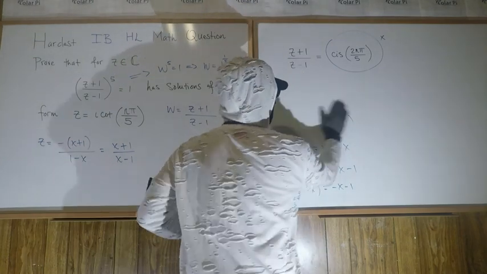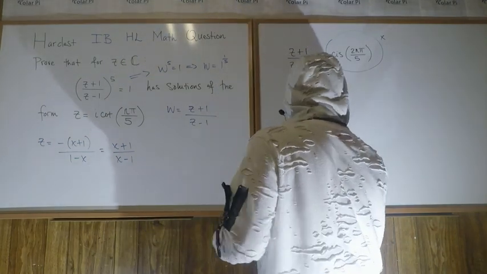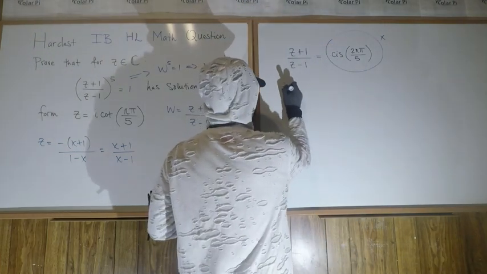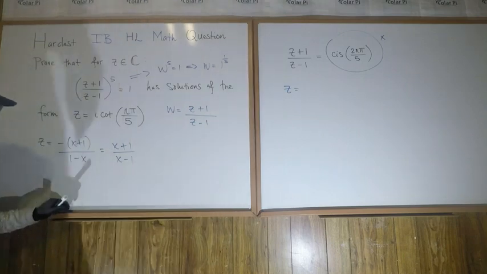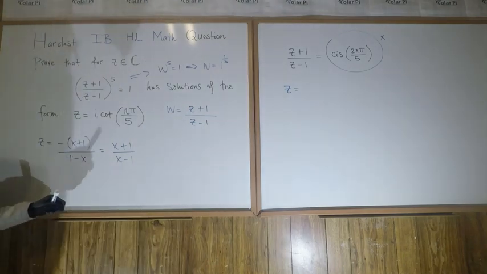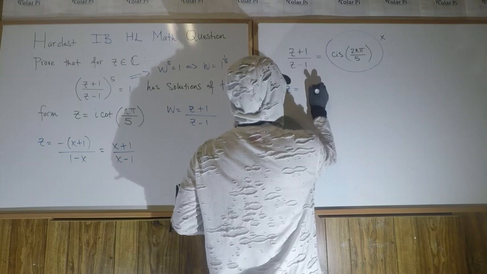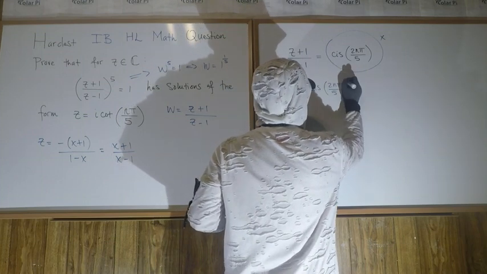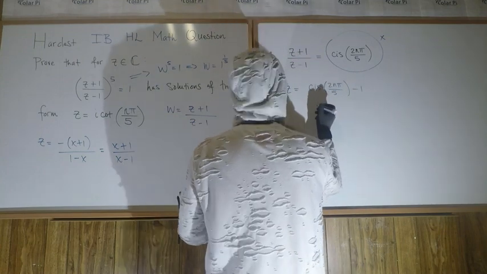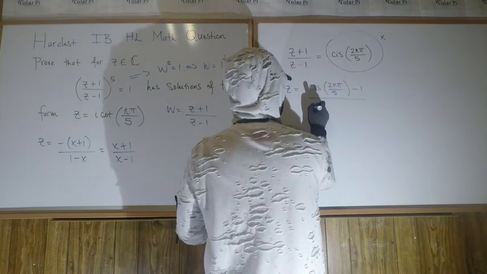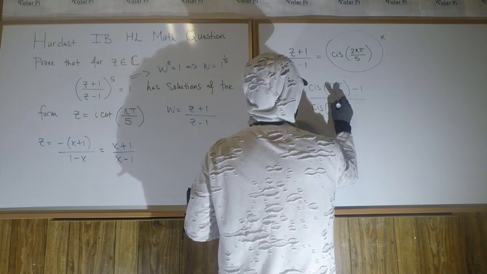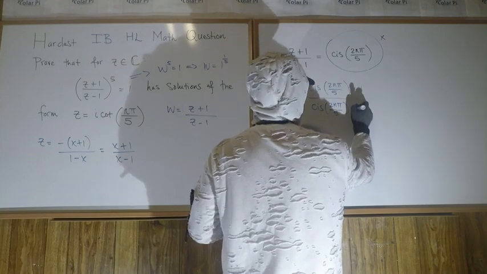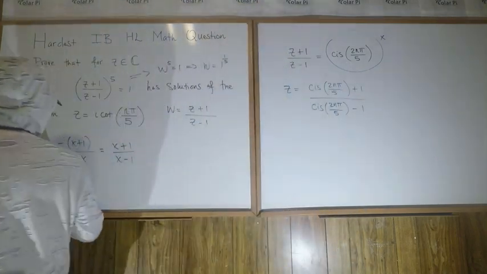And we could erase this, make space. So z is equal to x plus 1 over x minus 1. So that's going to be cis 2n pi over 5 minus 1 divided by cis 2n pi over 5. Oh, this is plus 1, my bad. Plus 1 over minus 1. Okay, all right, hope you had faith.